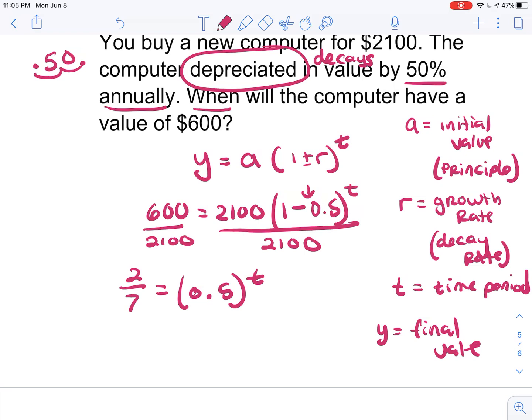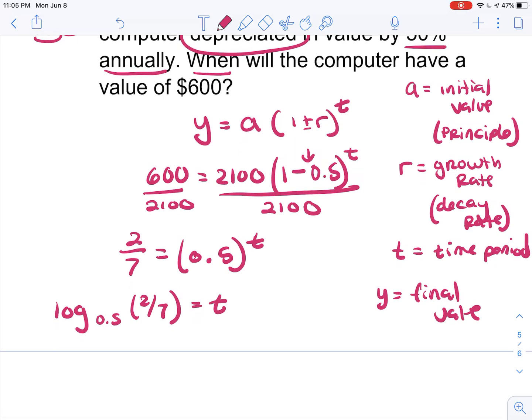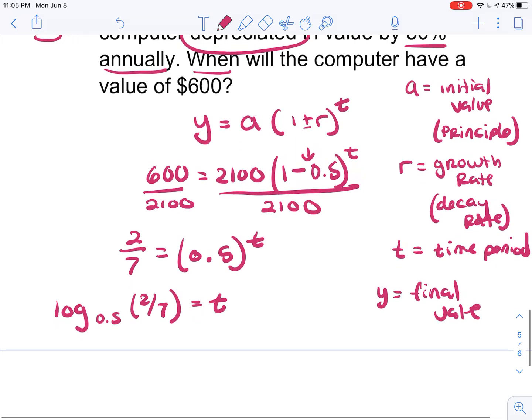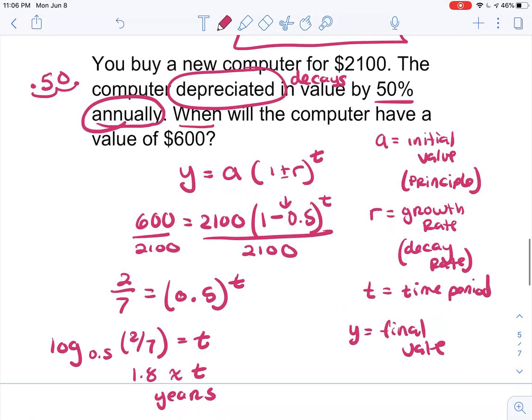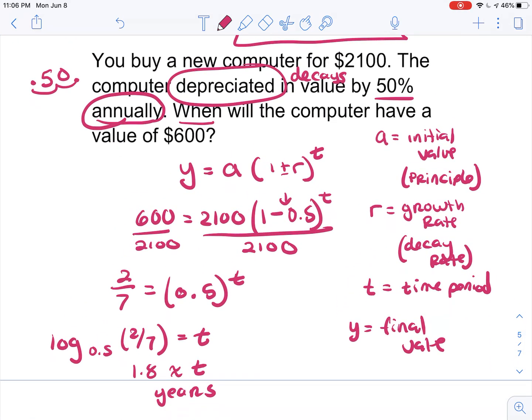Now, to solve this, we're not going to get a 0.5 to look like 2/7, at least not easily. So what we have to do is rewrite it as a log. So log base, my base is going to be this 0.5 value, or the 1 minus 0.5 value, of my answer is equal to my time. I plug that into my calculator. I get that 1.8 approximately is t. Now, what is the unit on that? Well, that's 1.8 years because this is annually.